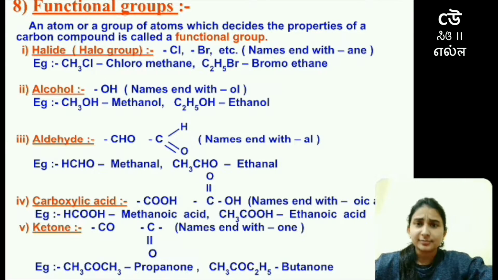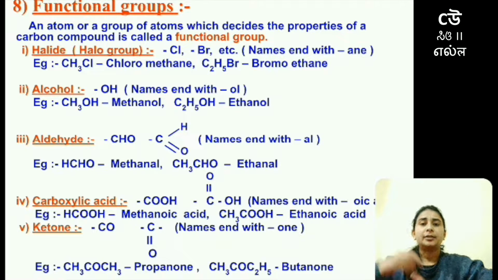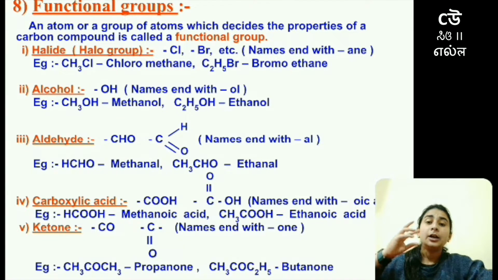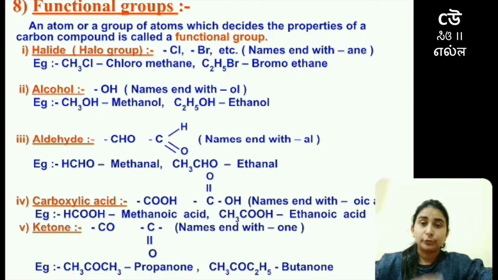Moving on, आइए अब बात कर लेते हैं about functional groups. So functional groups means the formulas or the trick by which we will identify that if there is a particular compound, it belongs to which group. So definition wise हम क्या कहेंगे? An atom or a group of atoms which decides the property of carbon compound. We call them as functional group.